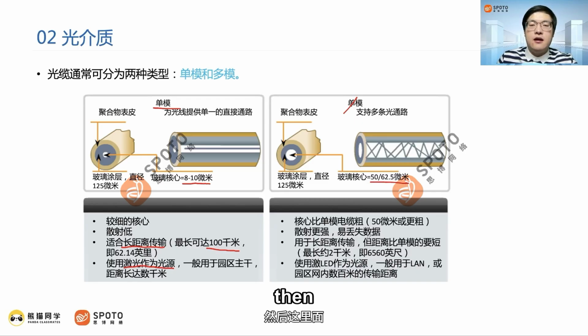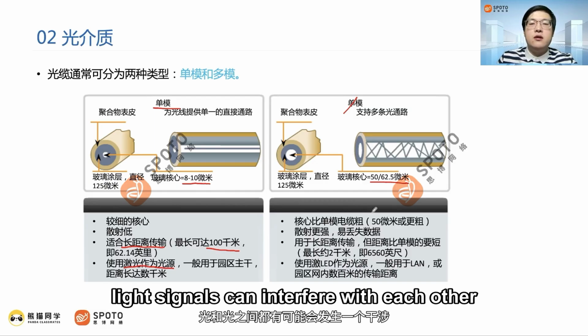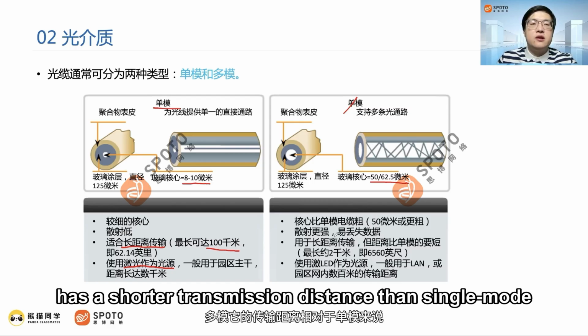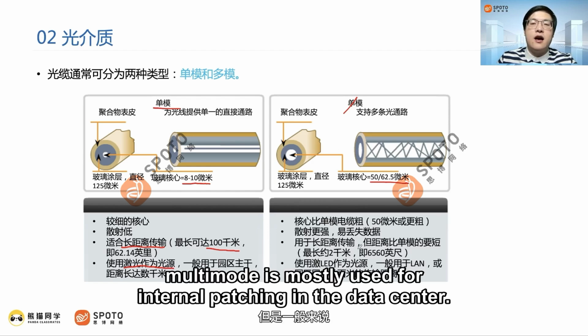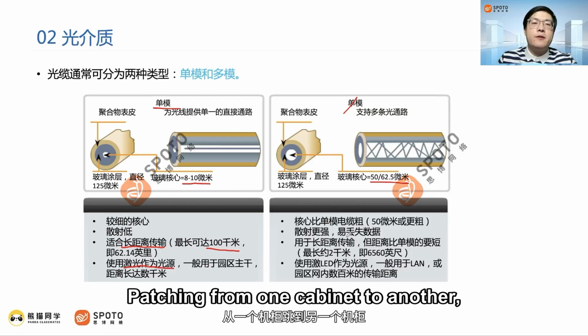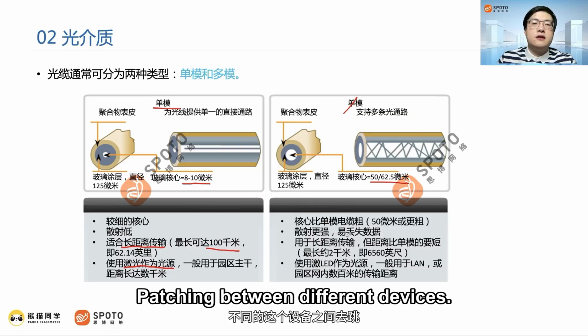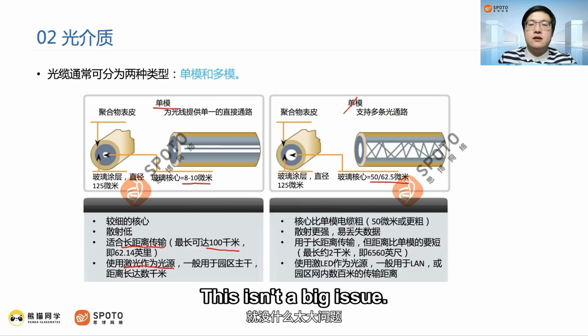Then, because we transmit multiple optical signals, light signals can interfere. Therefore, multimode has a shorter transmission distance than single mode, generally a few hundred meters or 1 kilometer. This range is usable. Generally, multimode is mostly used for internal patching in the data center, from one cabinet to another, or within the same cabinet, patching between different devices. In this case, it's generally just a few meters. This isn't a big issue.